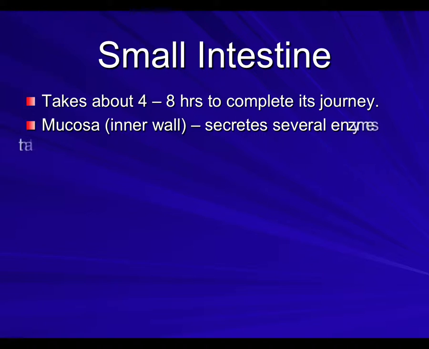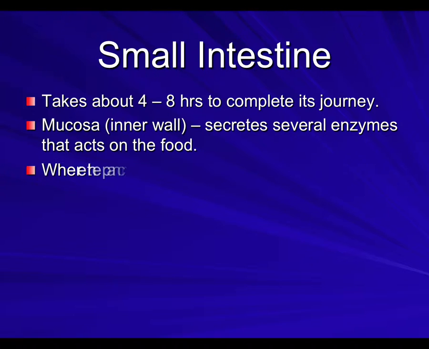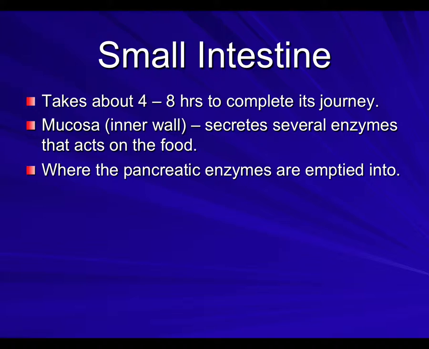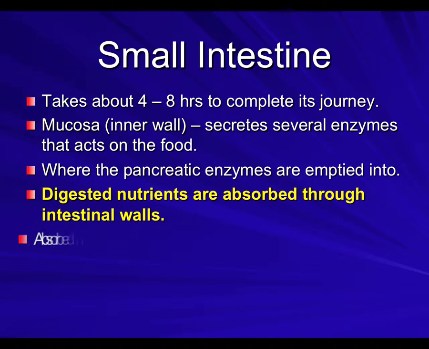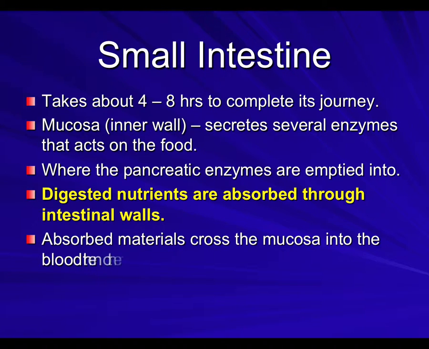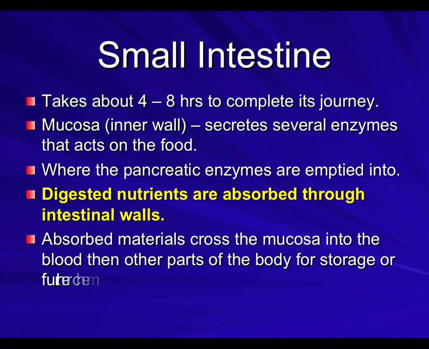The mucosa, or the inner wall, secretes several enzymes that act on the food to allow absorption to occur. This is where the pancreatic enzymes are emptied, along with that pepsin that we talked about earlier, and digested nutrients are absorbed through the intestinal walls. That's why it's important for it to be so long: the more surface area you have, and the more time it takes for food to get through, the greater the amount of absorption that can occur.